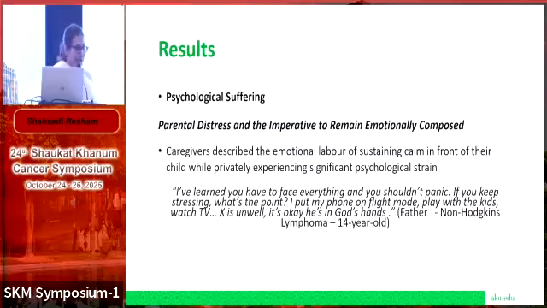Four themes emerged after the interviews. First was psychological suffering, with a sub-theme of parental distress and the imperative to remain emotionally composed. Caregivers described the emotional labor of sustaining calm in front of their child while privately experiencing significant psychological strain. The father of a 14-year-old child said, "I have learned you have to face everything and you should not panic. If you keep stressing, what's the point?"